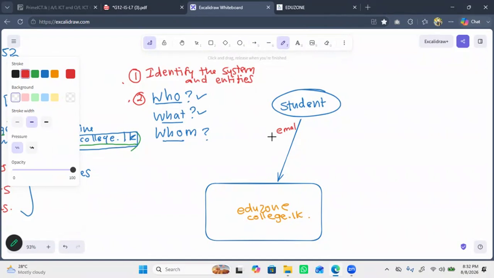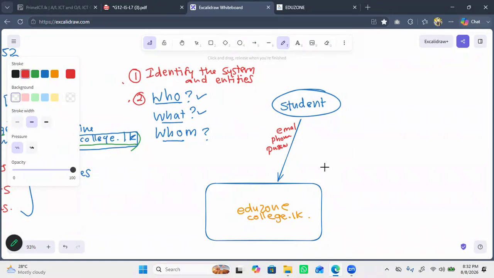Email, phone number, and password. Okay. These are the three things the student is giving to our system. I wrote it that way.